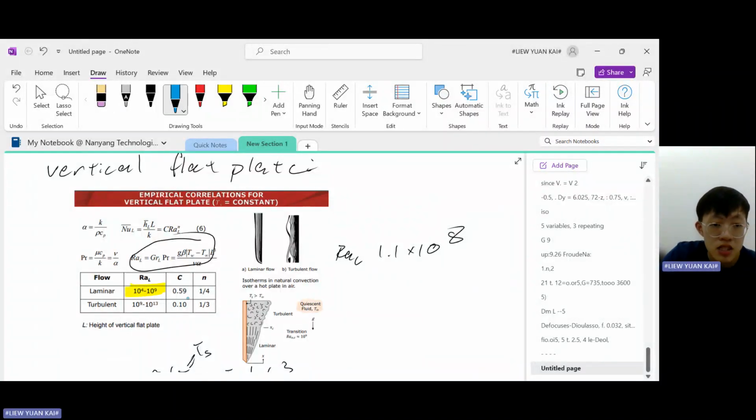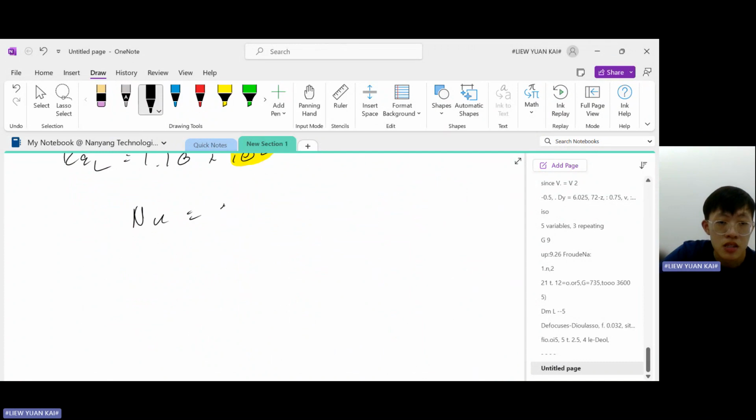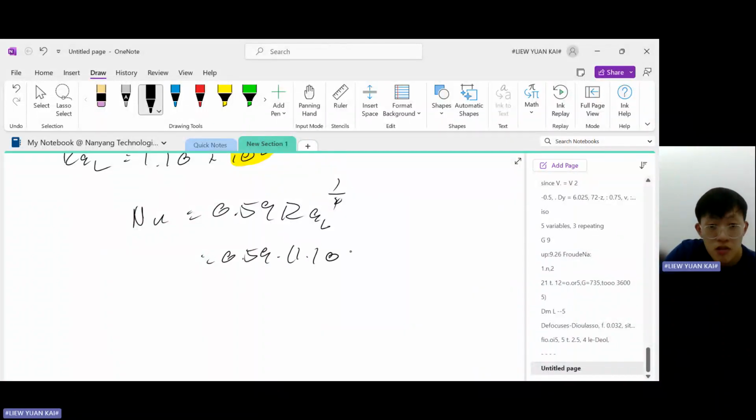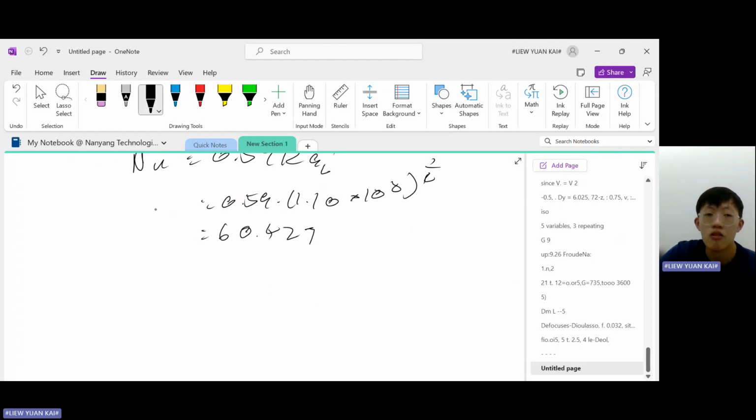So if it is the laminar range, then your C will have a value of 0.59 and your n will have a value of 1 over 4. So you calculate your Nusselt number using 0.59 Ra_L to the power of 1/4. Then you plug in your Rayleigh number, which you calculated earlier, 1.10 times 10 to the power of 8, to the power of 1/4, which is 60.427.